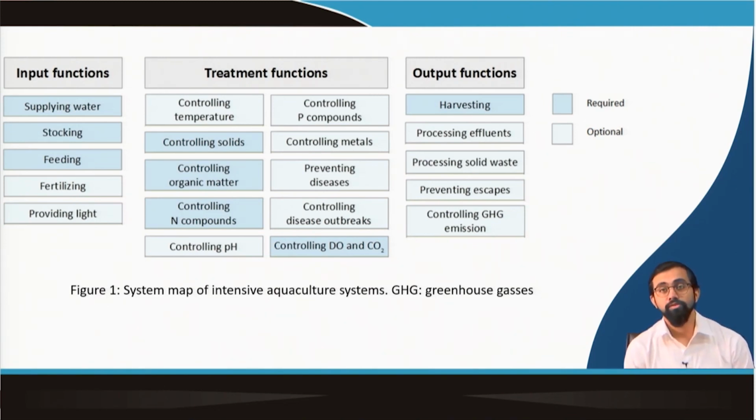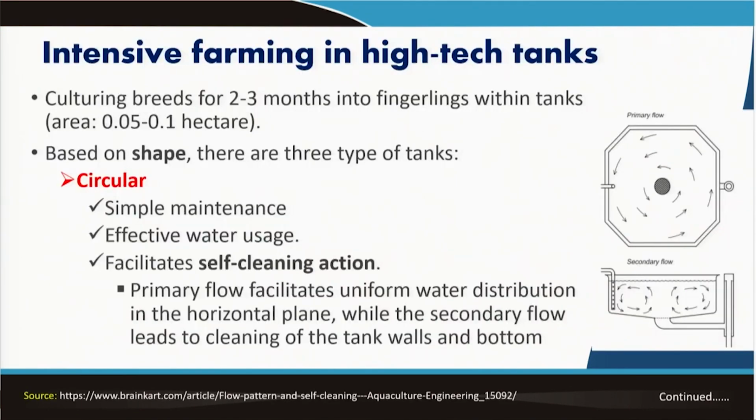Other than that, processing effluent, processing solid waste, preventing the escape of the catch or escape of your culture species, and controlling the greenhouse gas emission. So these are all involved in the intensive aquaculture system, and I think to your surprise, the intensive aquaculture system is actually one of the major culprits of producing greenhouse gas emission in nature. So how to get rid of it, I'll discuss in detail, like what the procedures are.